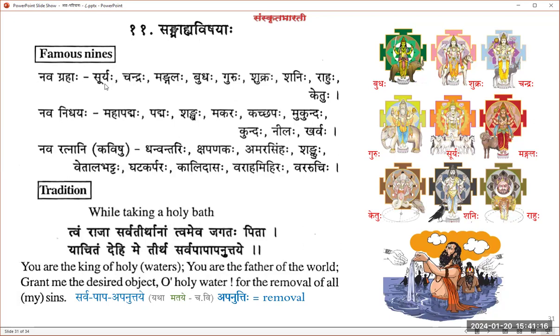Navagrahaha: Suryaha, Chandraha, Mangalaha, Budaha, Guruhu, Shukraha, Shanihi, Rahuhu, Ketuhu. 2 shadow grahas, Rahu and Ketu. Ketu is actually not exactly a shadow graha. Ketu is more about the comets, meteors, such things. And Rahu is about the grahanas. And others are, of course, our star and our moon.